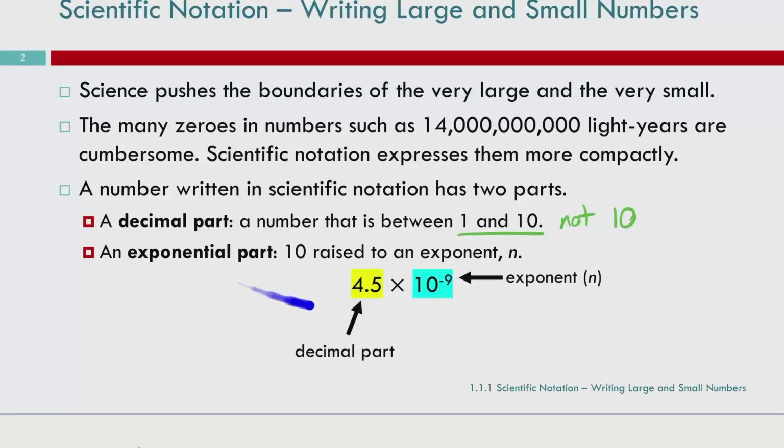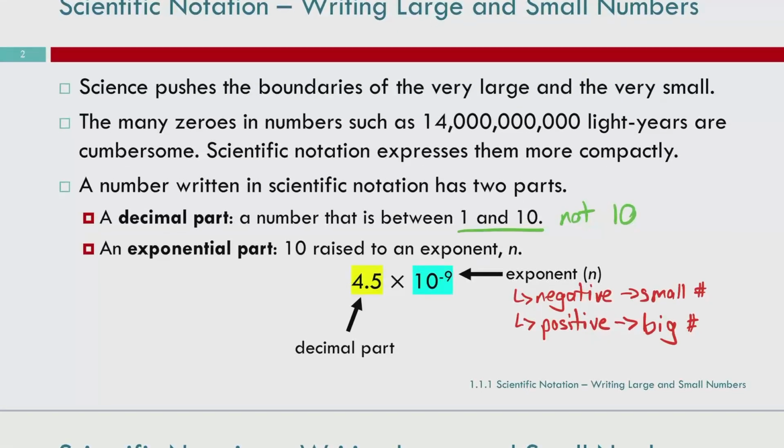And then we also have the exponential part. The exponential part is the times 10 and then raised to some power. It can be a negative, meaning it's a small number. It can be a positive, meaning it's a big number. So small number, if it's a negative exponent, like the 10 to the minus 9 that we have there. Positive means that it's a big number. And small and big here, I'm just meaning smaller than 1 or bigger than 1. So we will be using scientific notation somewhat frequently in this class.